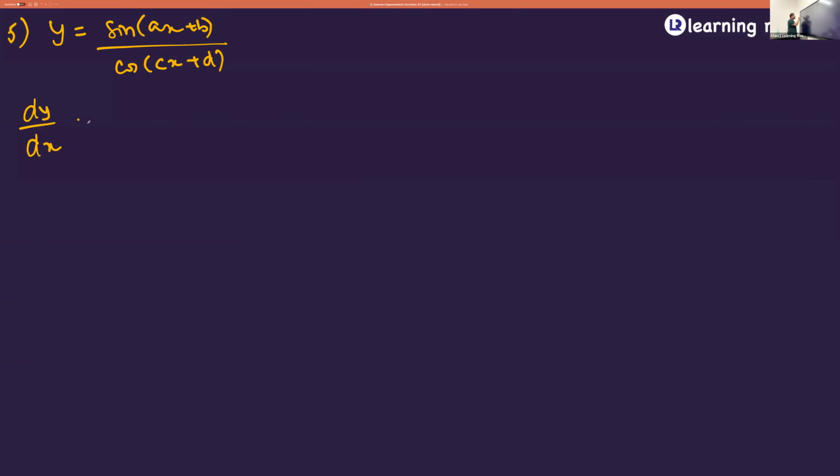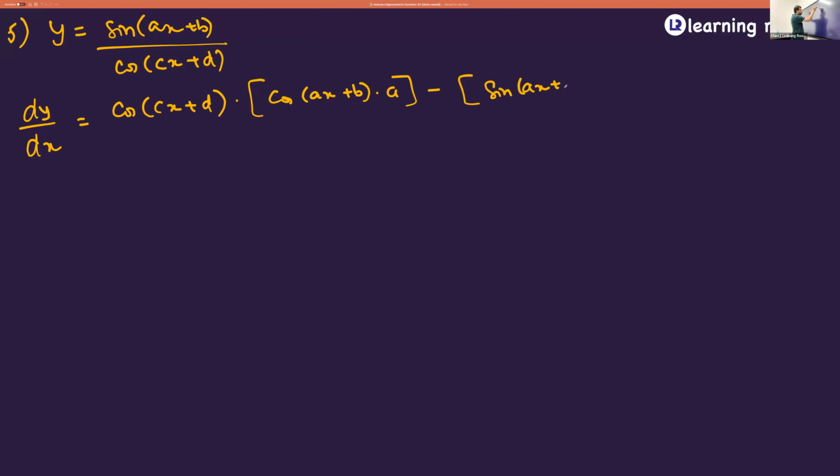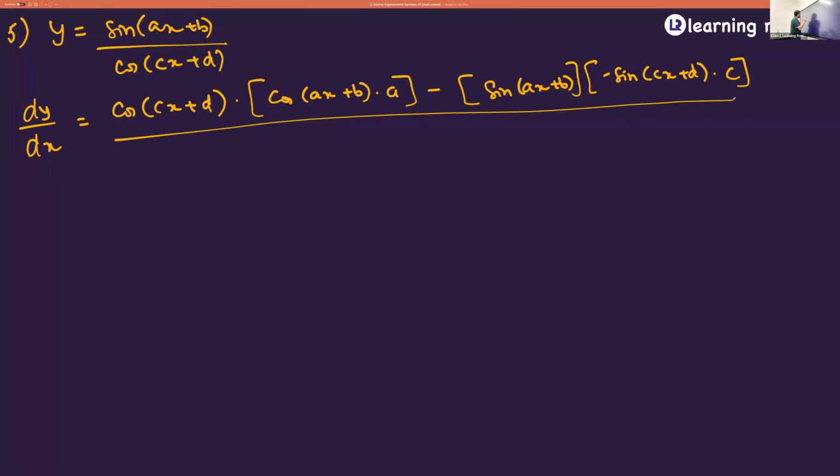So dy by dx is equal to v, which is cos of cx plus d, into the derivative of the numerator, cos of ax plus b multiplied with a, minus sin of ax plus b into the derivative of this, minus sin of cx plus d into c, the whole divided by cos of cx plus d the whole square, which is basically cos square of cx plus d.